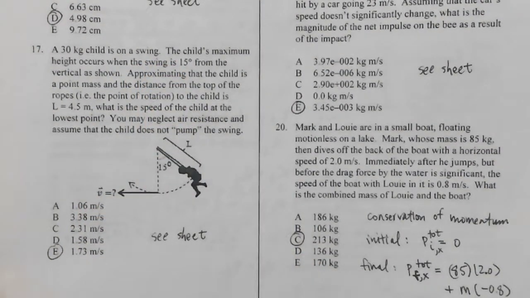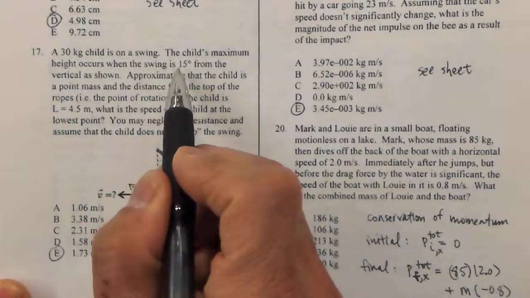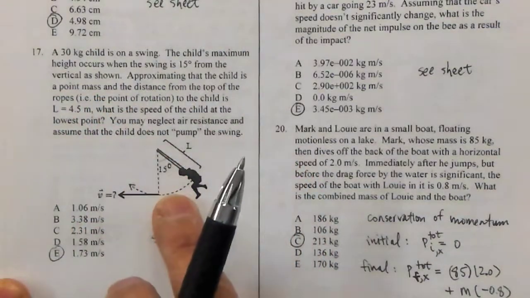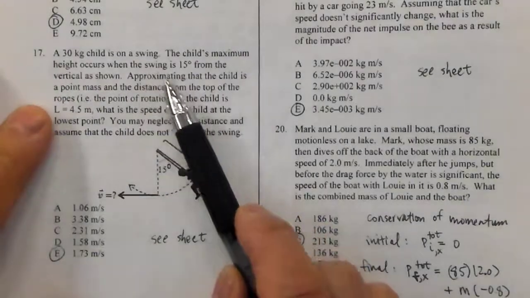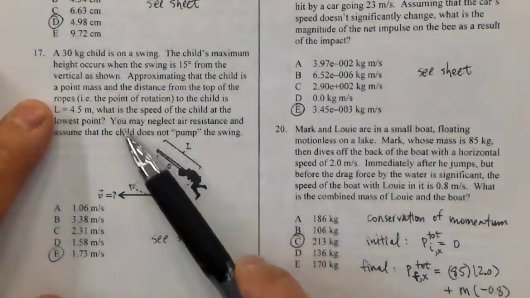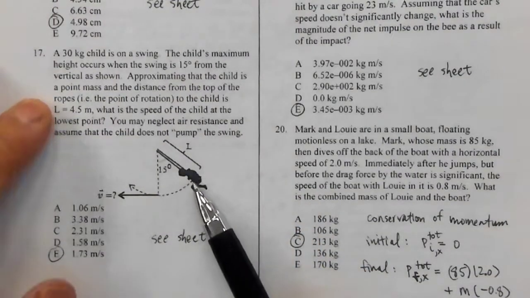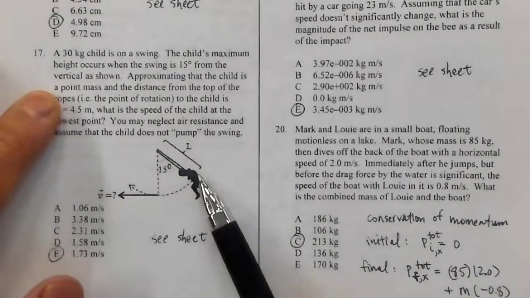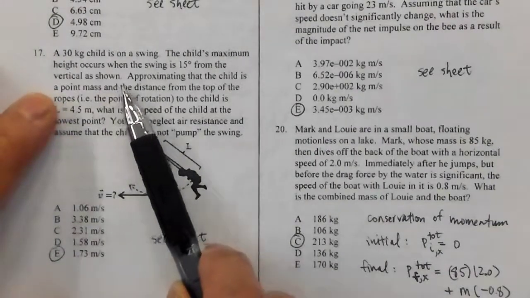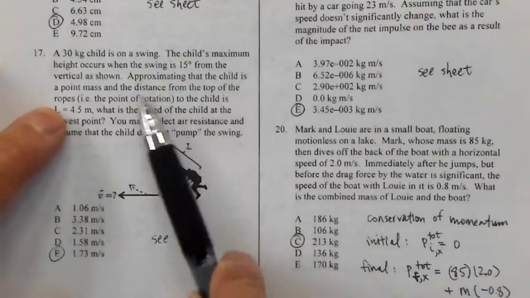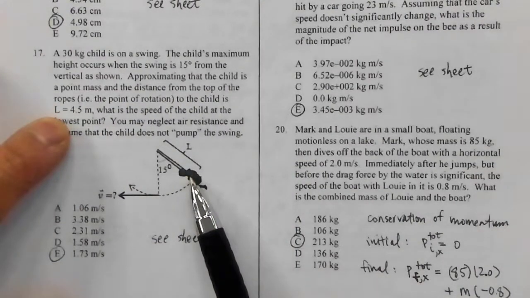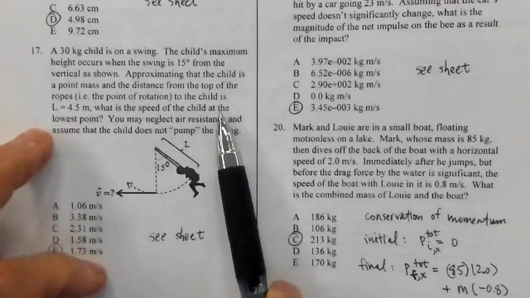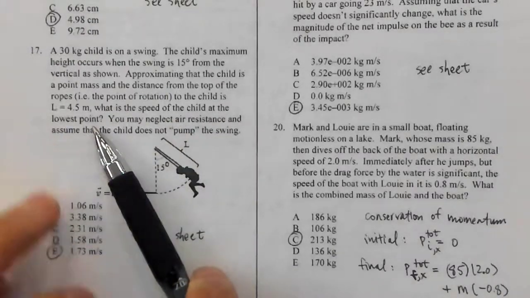The child's maximum height occurs when the swing is 15 degrees from vertical as shown. They exaggerated a bit so you can see the angle. Approximating that the child is a point mass, neglecting the size of the child, the distance from the top of the ropes to the child is L equal to 4.5 meters. The question is, what is the speed of the child at the lowest point?